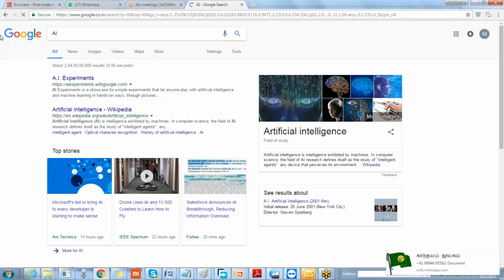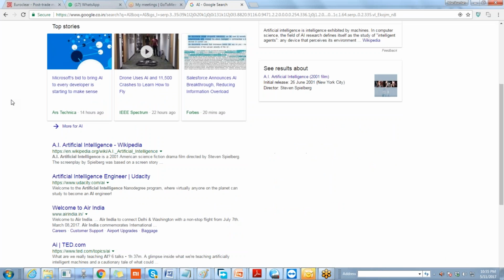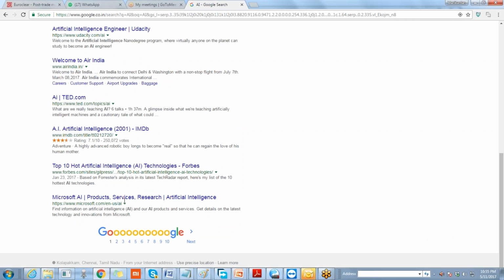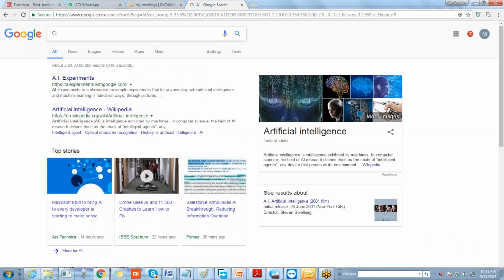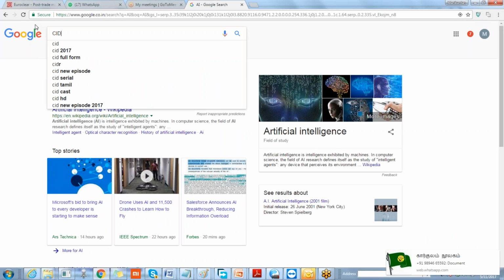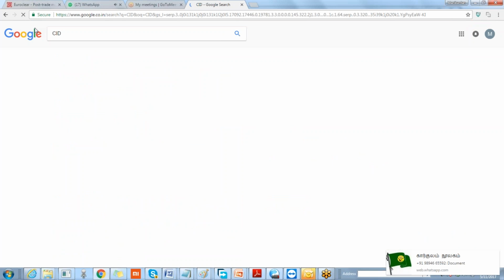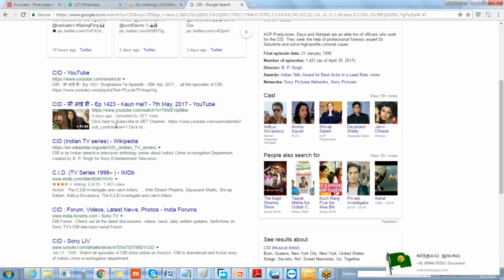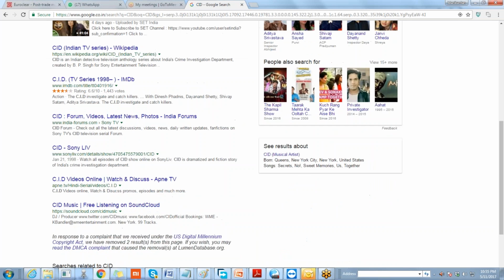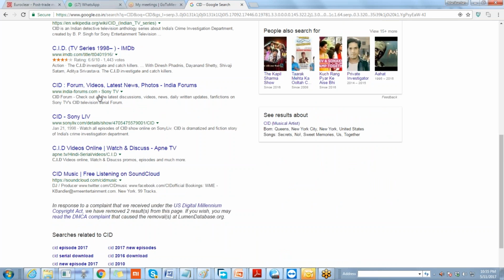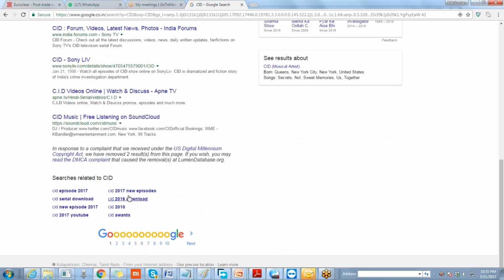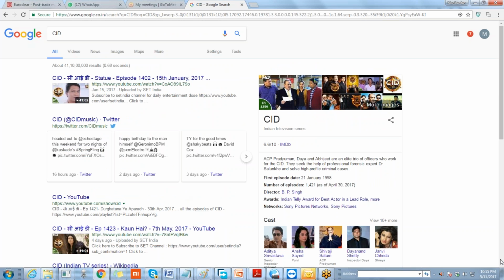AI means artificial intelligence, but in the same AI there is Air India. Some people will call Air India as AI, or some people will call it a different name. For the same name, it may be CID. Okay, you just put CID. It is coming here as a serial, and in some place it is coming as a movie, some place as a video, but it's not coming as the real meaning, right? So it will collect all the data and then it will process.